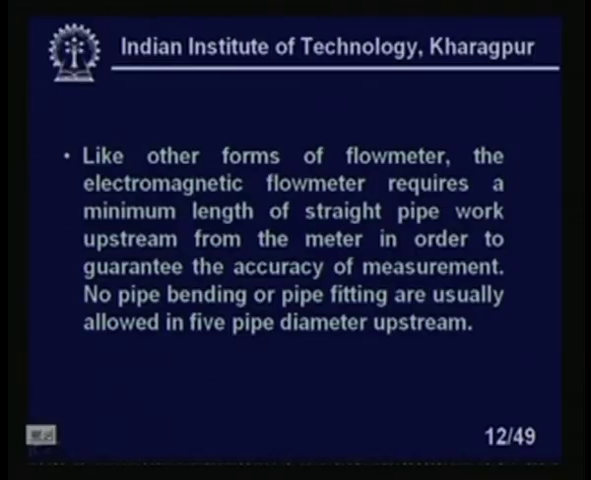Like other forms of flow meter, the electromagnetic flow meter requires a minimum length of straight pipe work upstream from the meter in order to guarantee the accuracy of the measurement. No pipe bending or pipe fittings are usually allowed within 5 pipe diameters upstream. So it is quite less compared to some other flow meters. We have seen that in many flow meters it is 20 pipe diameters upstream. Please note that one thing is very important, it is measuring the average flow velocity, right.